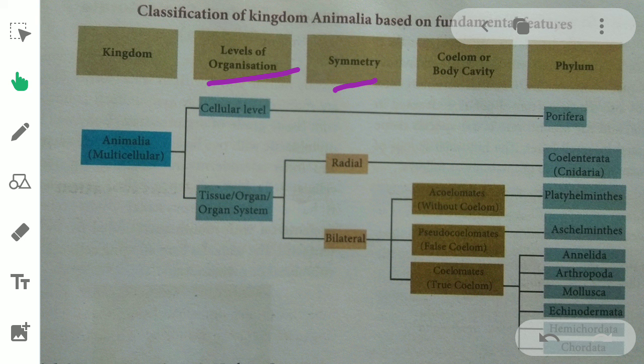Coelom you know very well. Without coelom, acoelomate. Example, Platyhelminthes. Next, pseudocoelomate, false coelom. Example, Aschelminthes. Third one, coelomate, true coelom: annelida, arthropoda, mollusca, echinodermata, hemichordata and chordata.